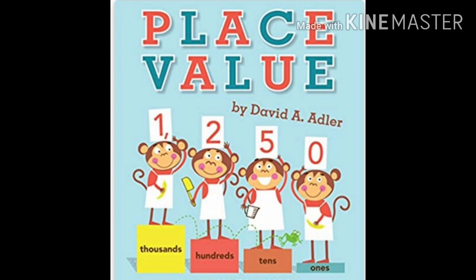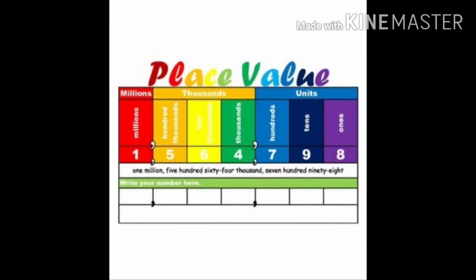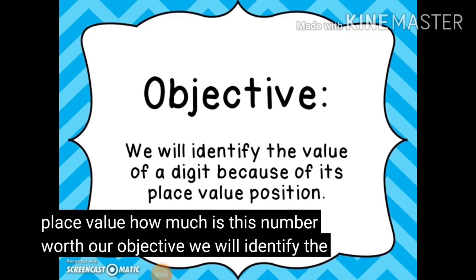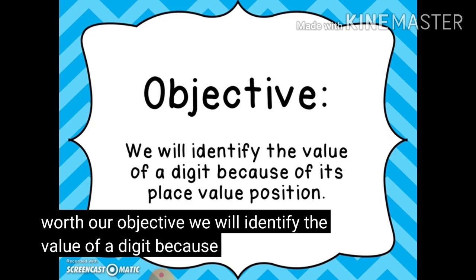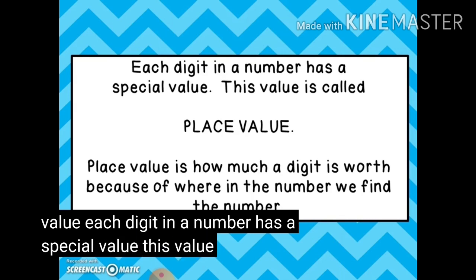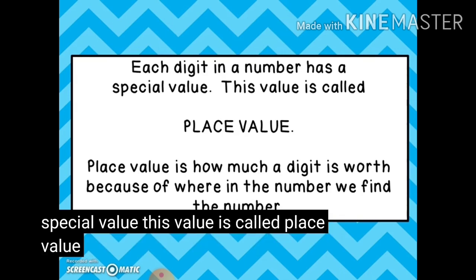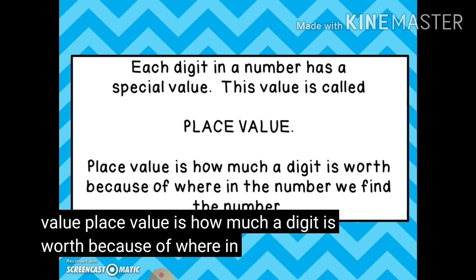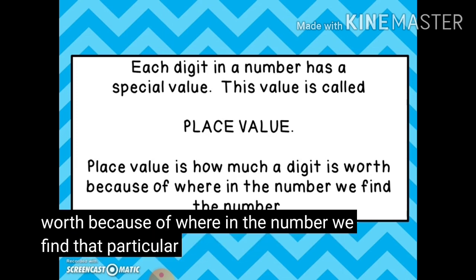This video will help to explain how place value works. How much is this number worth? Our objective: we will identify the value of a digit because of its place value. Each digit in a number has a special value. This value is called place value. Place value is how much a digit is worth because of where in the number we find that particular digit.